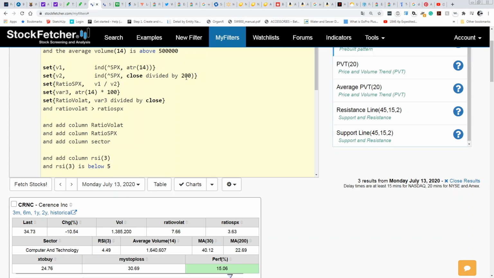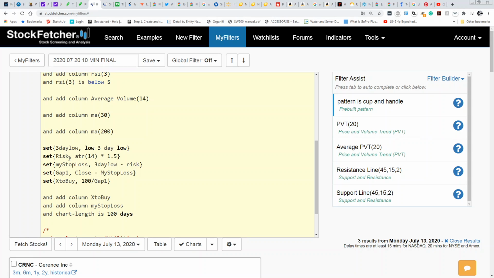Next, I'm setting some variables here. This tells me what is my price to get out, and this is the factor 1.5. So I look at the last 3 days, and I see the lowest value, which is the 3-day low. The risk is the range that it can go up and down. See that this is the last 14 days.